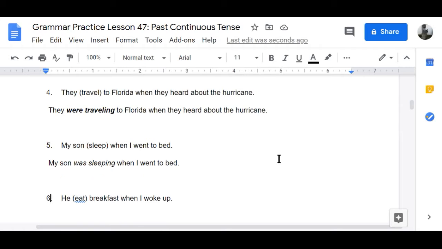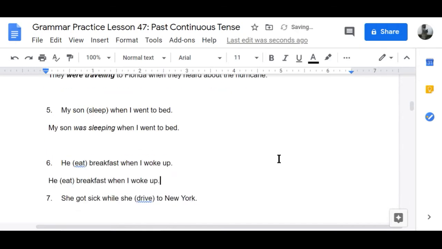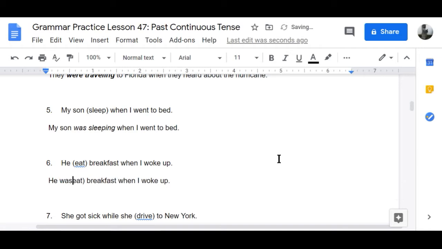6, he breakfast when I woke up. He was pretty hungry, I can tell. He was eating. He was eating breakfast when I woke up, and there was nothing left.